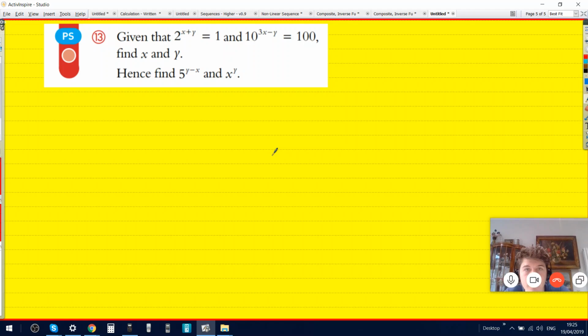I wouldn't do it that way. Divide is on the right. I still wouldn't. 10 to the power of what gives you 100? 10 to the 10. No. 10 squared even. So 10 squared is 100. Yep. So what do you know about 3x minus y? It has to equal 2.